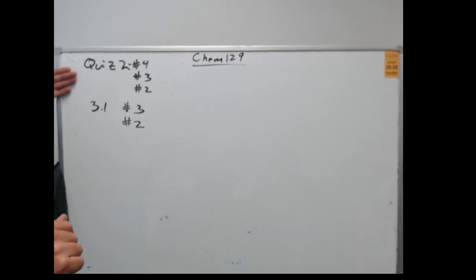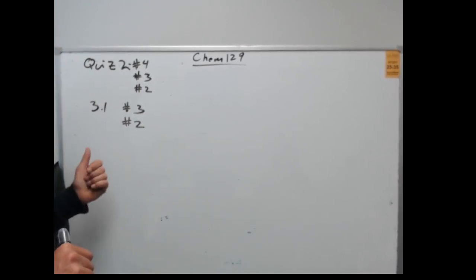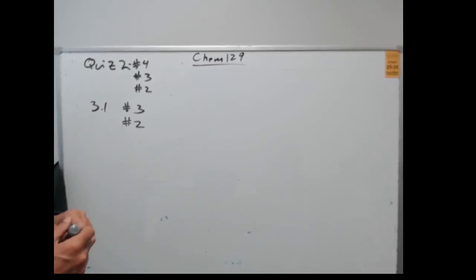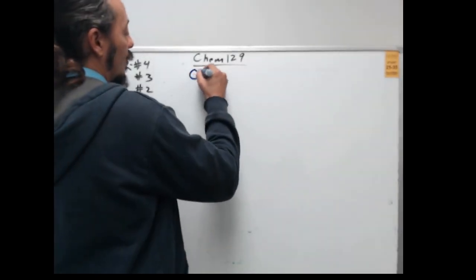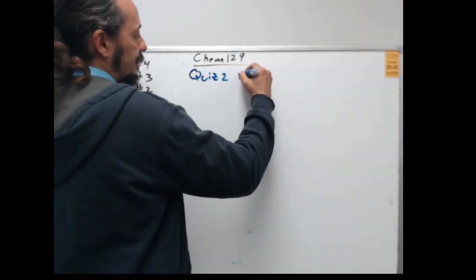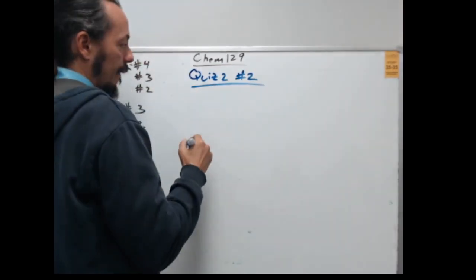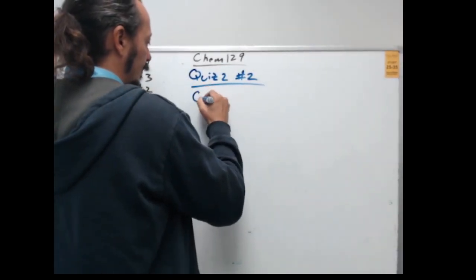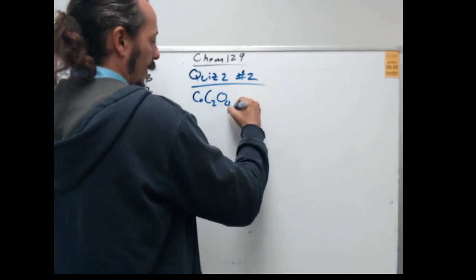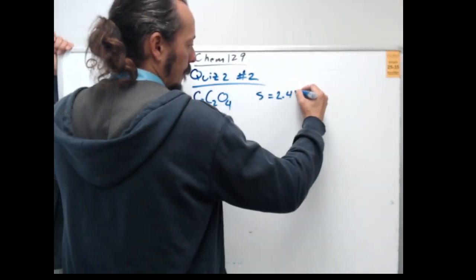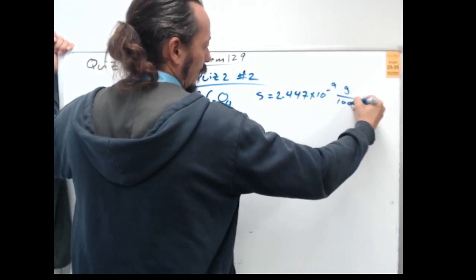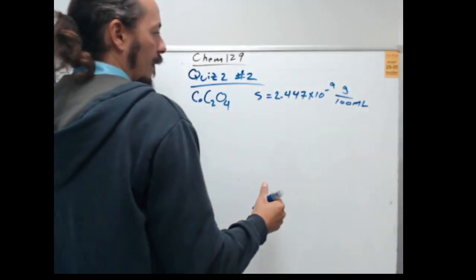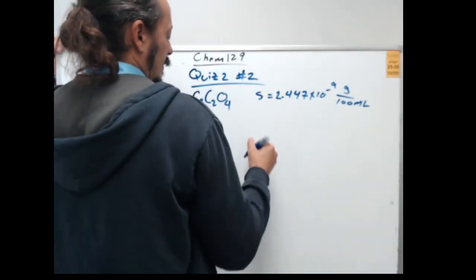But in any case, we got some questions we're going to look at. We're doing some review from quiz 2, and then we got some 3.1 questions. So we'll just do quiz number 2. We'll start with number 2. I'll need some reminders of what the question is. If a scientist determines the solubility of cobalt oxalate is 2.447 times 10 to the negative 9 grams over 100 milliliters, what would they calculate as the molar solubility and the equilibrium constant value?